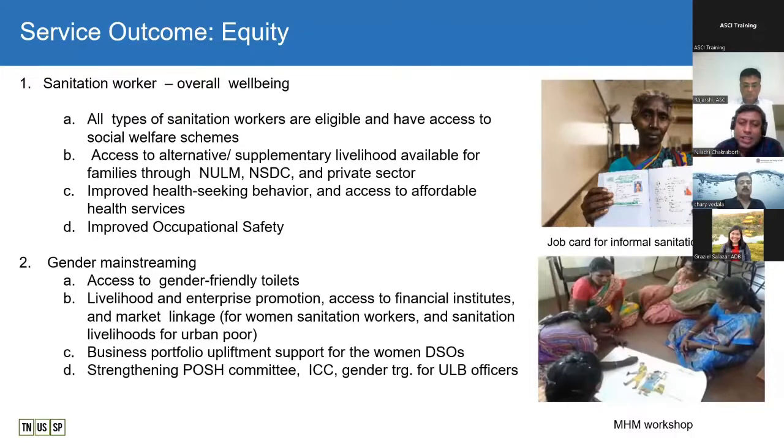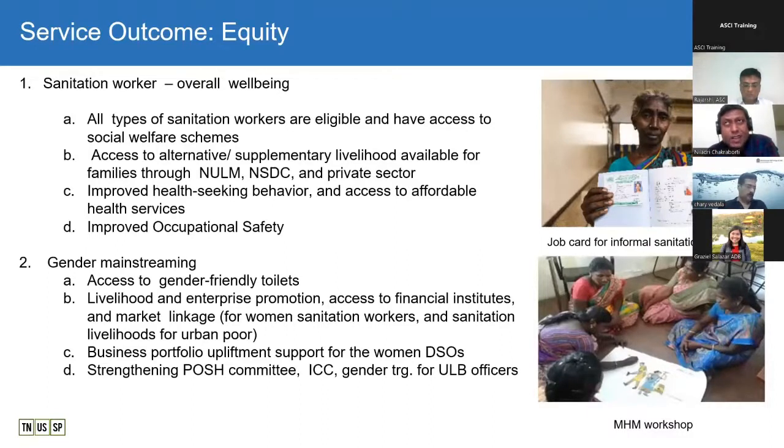Plus, we have also started working a little bit on occupational health and safety. We started with the dislodging operators, and we are expanding to other sanitation workers. As far as gender mainstreaming is concerned, some of the outcomes are very cross-cutting, because when we talk about sanitation workers, a major chunk of them are women. So how they get access to safety nets and livelihoods, that's one. The city has 5 very powerful women DSOs, and we are supporting them through business coaching, etc., so that they can expand their business horizon.